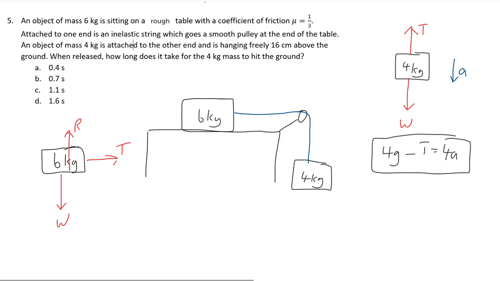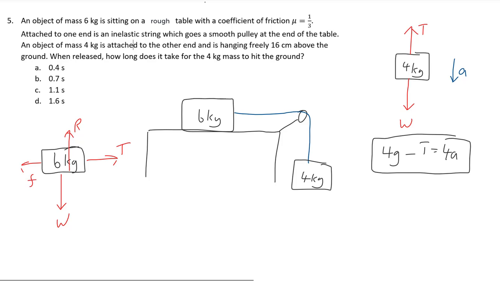However, we now also have the friction force. How do we deal with this? What does this mean? Well, the object is still accelerating to the right because the 4 kilogram mass is falling. Therefore, the object is still accelerating to the right. Since friction opposes motion, the frictional force must be acting in the opposite direction to the acceleration. I will therefore draw a force to the left representing the friction.